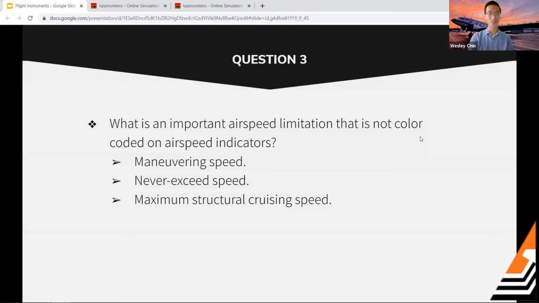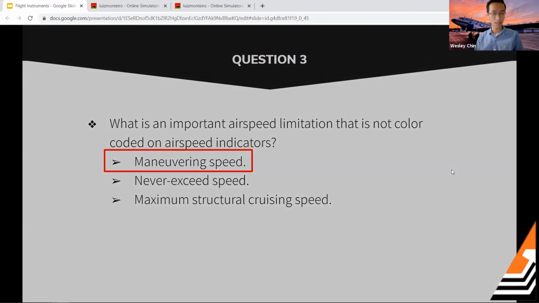All right, so question 3, what is an important airspeed limitation that is not color-coded on airspeed indicators? We talked about the color coding system, but not every V-speed is going to be shown on there. So does anybody know which one of these is not indicated on the airspeed indicator? Maneuvering speed. All right, you got it, Sandro. Yes, the maneuvering speed is not coded there. Never exceed speed is your red line, and maximum structural cruising speed, VNO, is the border of the green and the yellow arc.